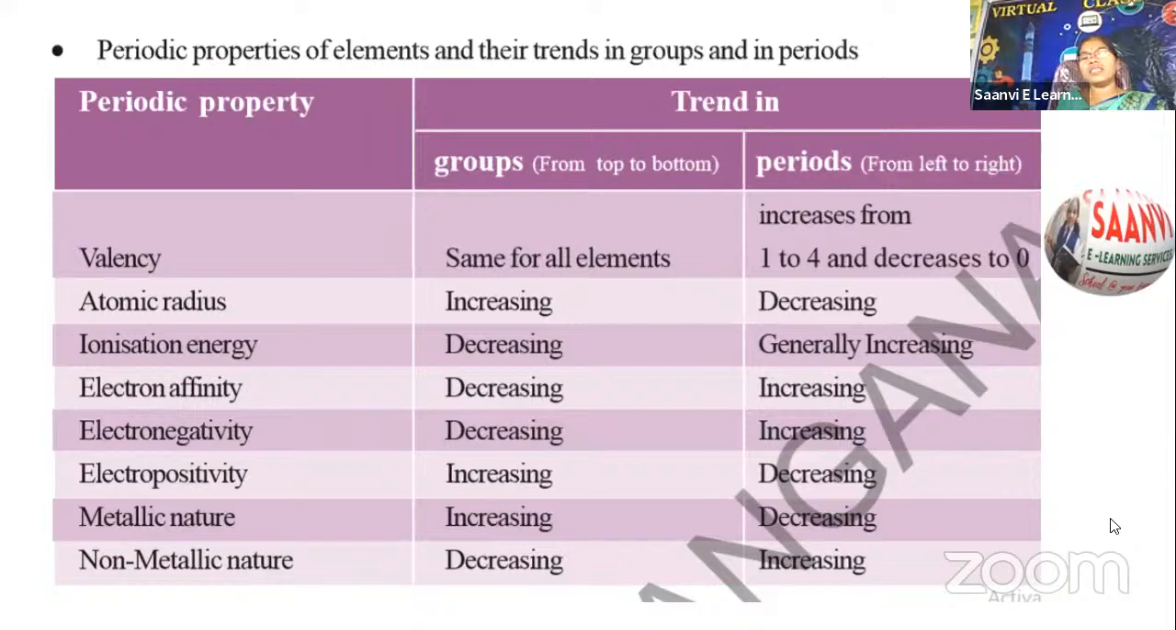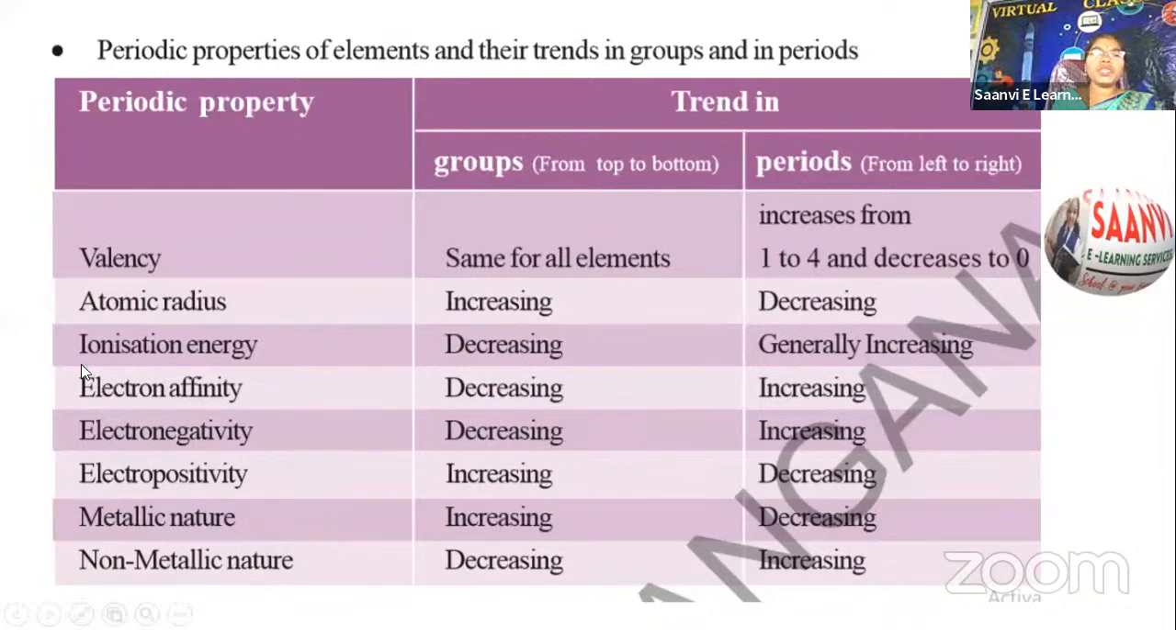Ionization energy is decreasing in the groups. In the periods, it is increasing. Why? Because the outer shell electrons are decreasing. So that's why in the periods, the ionization energy increases.